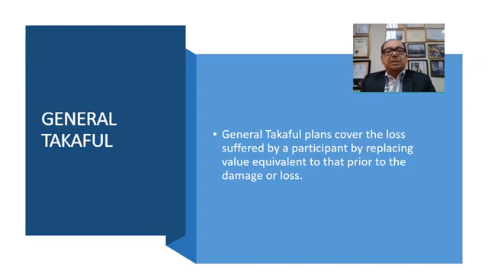Okay, then we have the second part, the general takaful. It covers the loss suffered by the participant by replacing value equivalent to that prior to the damage or loss. So as I said just now, the general takaful, for example, is more like you buy insurance to cover accidents, or to cover your mortgaged house. So in case there's a fire in the house, you lost 50,000 in the house which costs 100,000. So the takaful will assess and they will pay you 50,000.